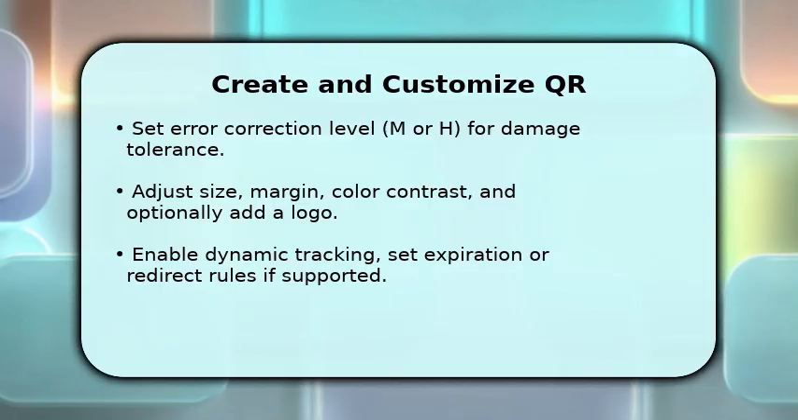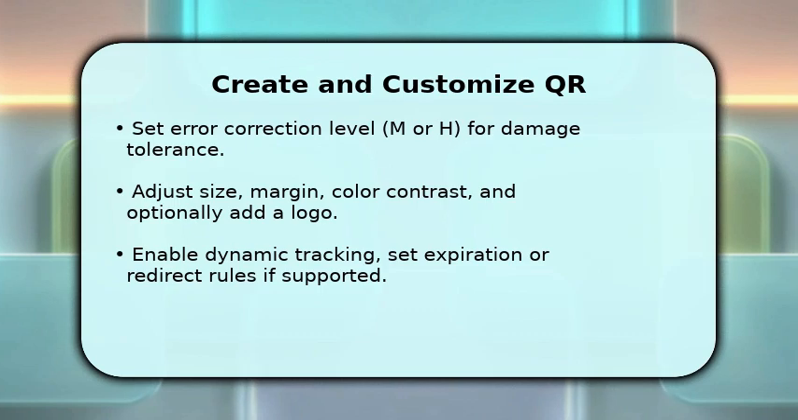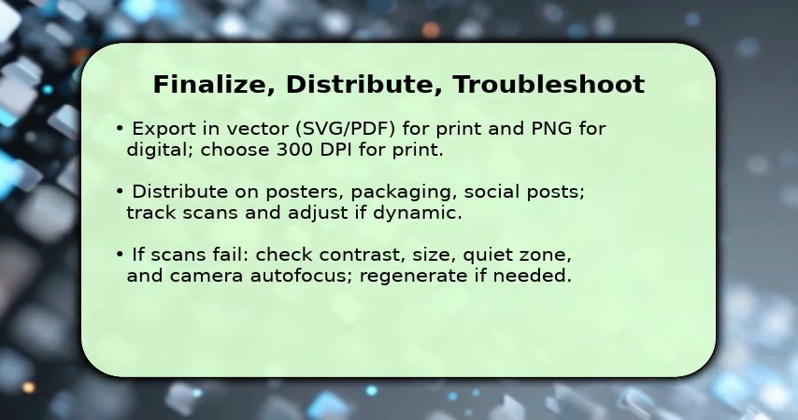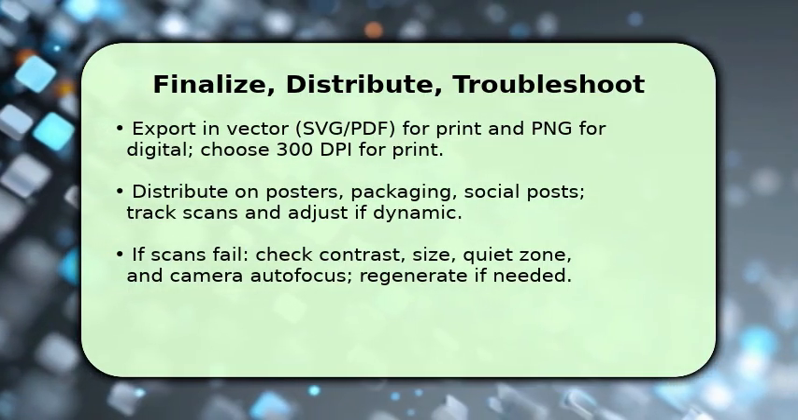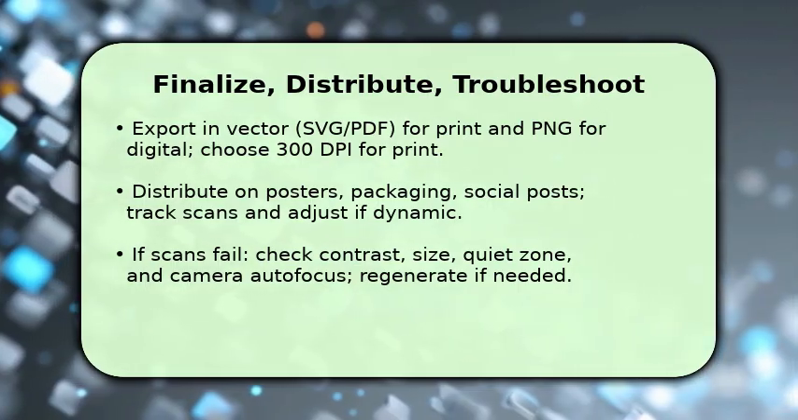With two different devices, export the finished code in the right format, SVG or PDF for large prints, PNG at 300 dpi for common use. Once exported, place the QR with a clear quiet zone and avoid curves or folds, then publish on your chosen media and monitor scan analytics if dynamic.